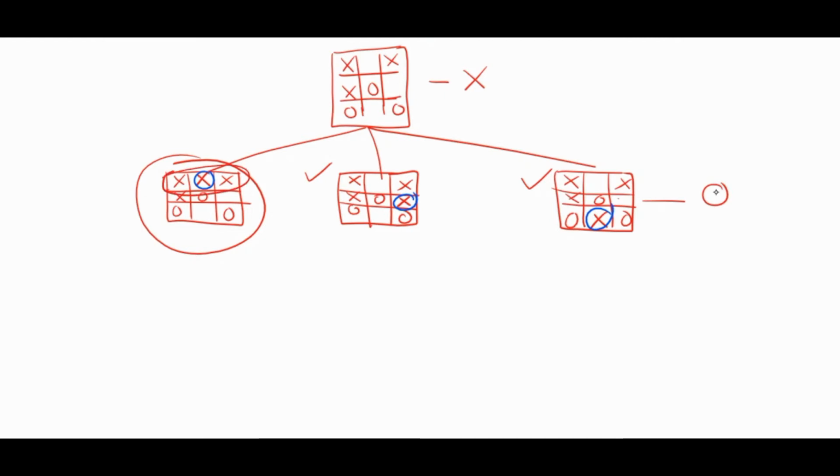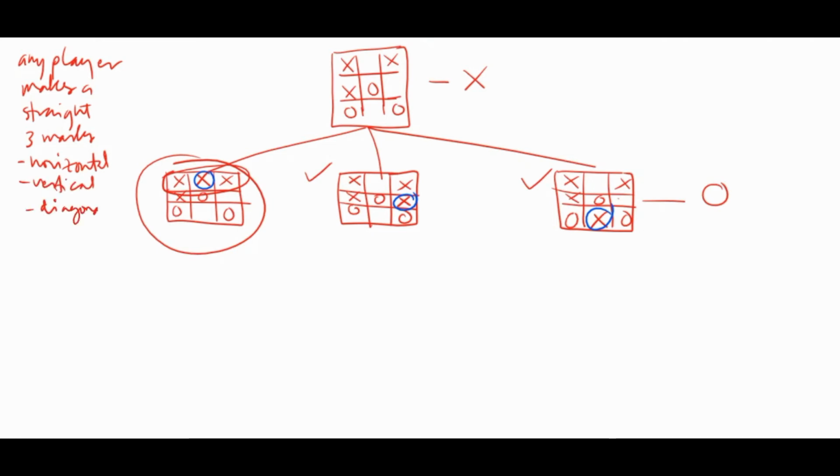Because for tic-tac-toe, when will the game end? It ends when any player makes a straight 3 marks, either horizontal, vertical, or diagonal. So if any player makes a straight 3 marks, either horizontal, vertical, or diagonal, then that player wins the game.